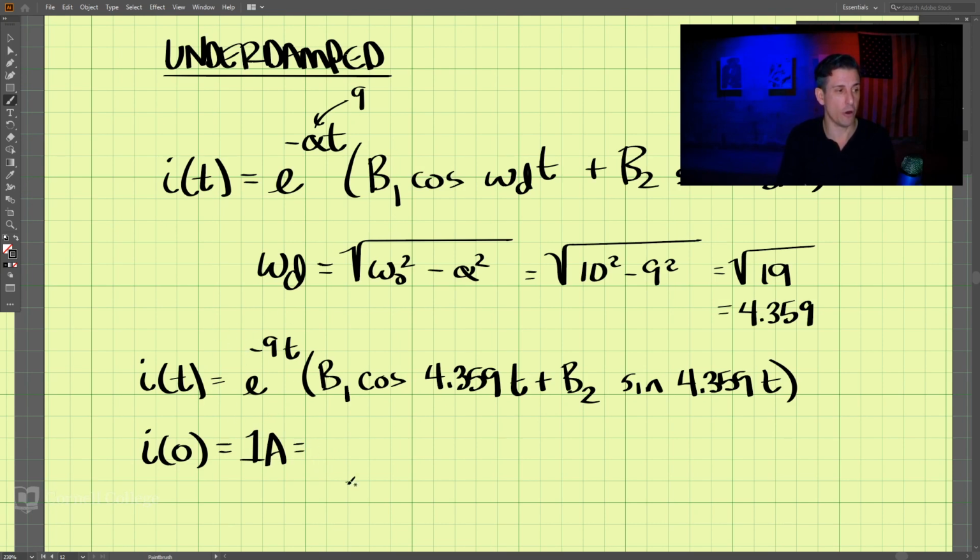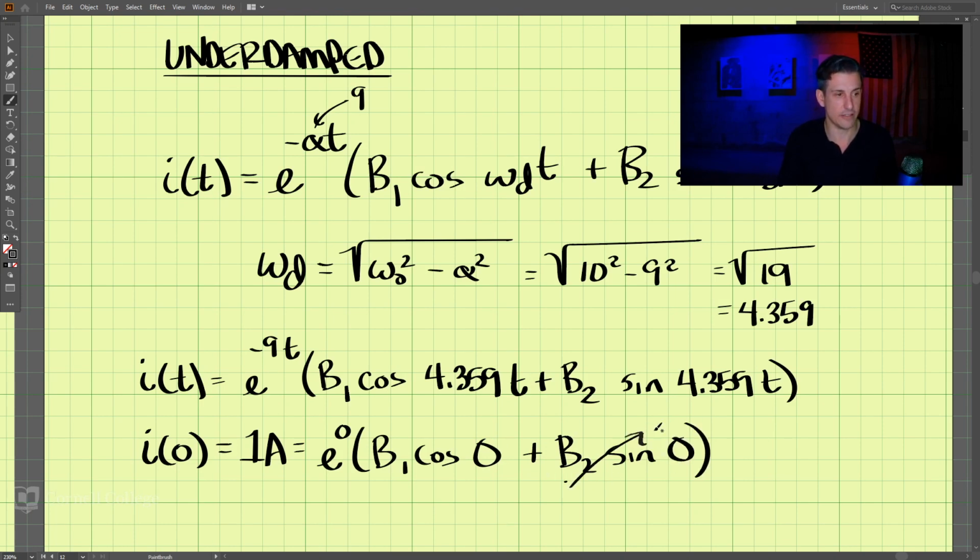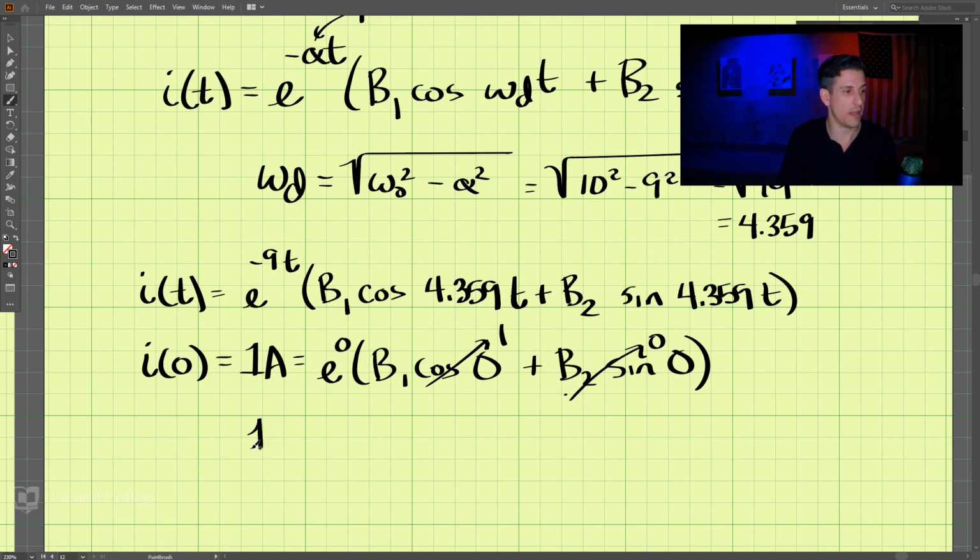So if we put 0 into this equation, that's e to the 0 times b1 cosine of 0 plus b2 sine of 0. Sine of 0 is 0, and cosine of 0 is 1. So we have 1, and this is 1. So we have 1 equals b1. So we know b1 is equal to 1. So we know this value. Now we need to figure out b2. What is b2?